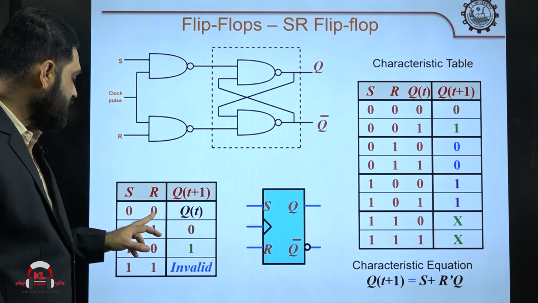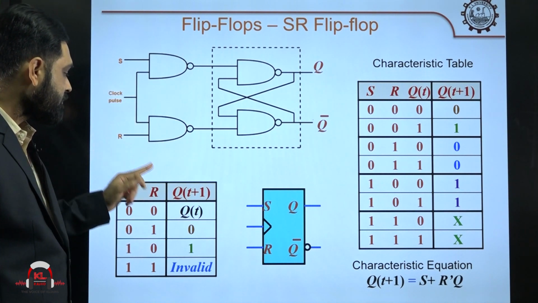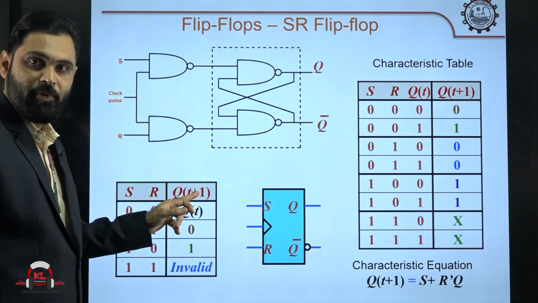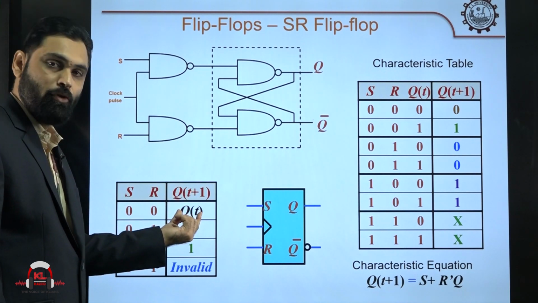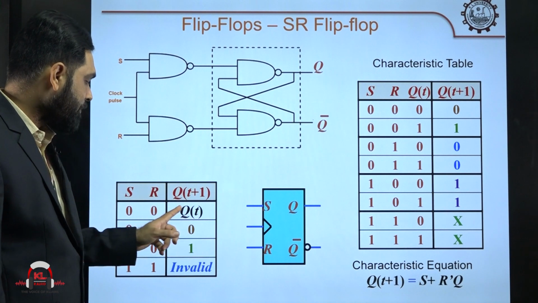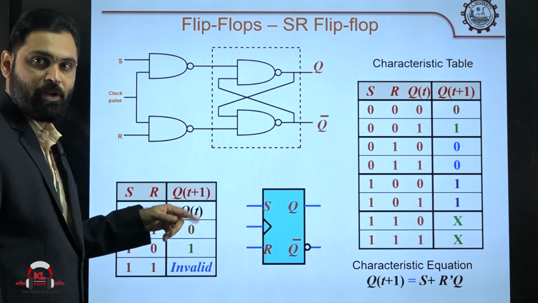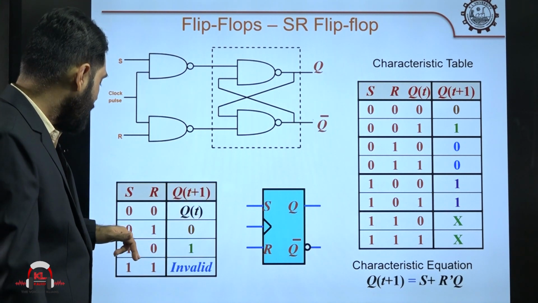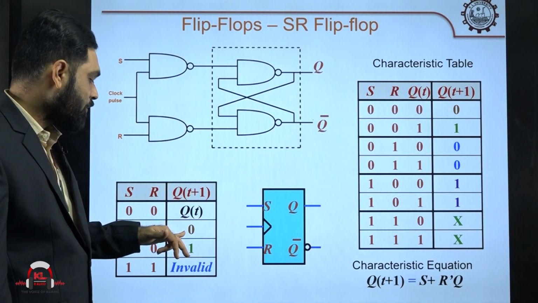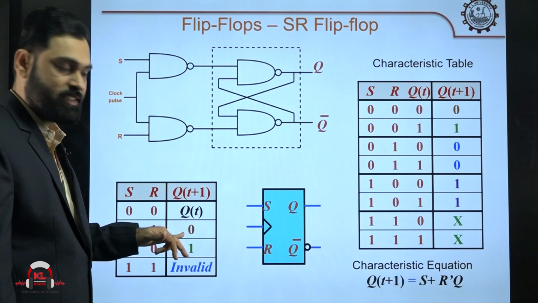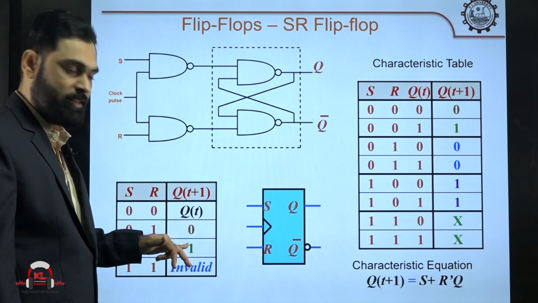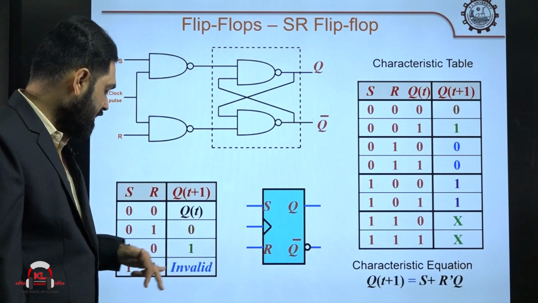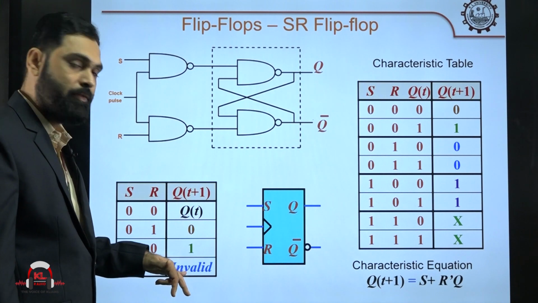According to this table, when 0 0 is applied as input, the next state Q(t+1) means the next state. The next state will be the previous state only, Q(t). So, when 0 0 is applied, the output is no change, the previous value will be repeated. When 0 1 is given as input, the output is 0; this state we call the reset state. When 1 0 is applied as input, the output you will get is 1, that means this is the set state, and when 1 1 is applied, it is an invalid case.